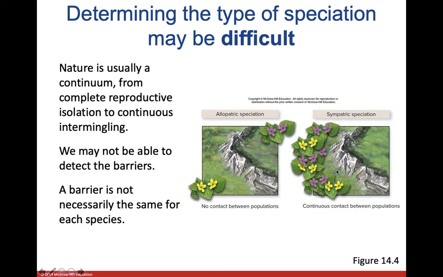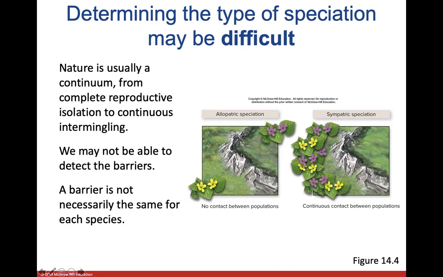So it's very difficult sometimes to figure out which type of speciation you're looking at. Sometimes it's very obvious, sometimes it's very difficult, and sometimes you can't even tell at all which type of barrier you're looking at. Nature is a continuum. Sometimes it looks like a sympatric speciation event has occurred, sometimes it looks like an allopatric speciation event has occurred. Those are very obvious, but sometimes it looks like both have occurred, and sometimes that could be a blend of both that really did occur.